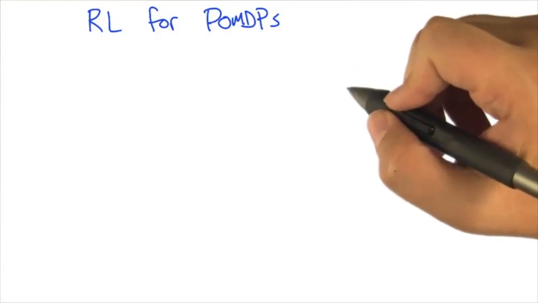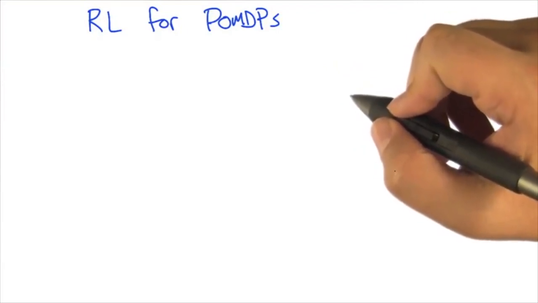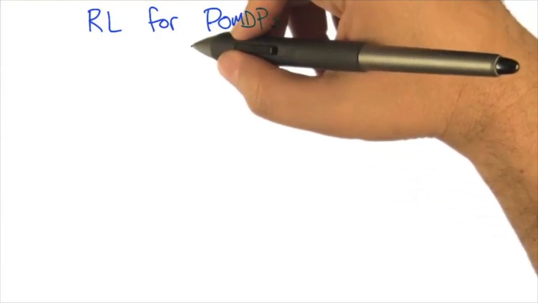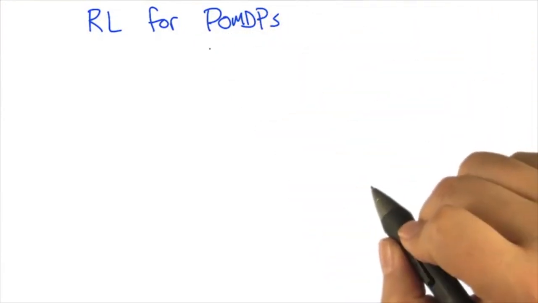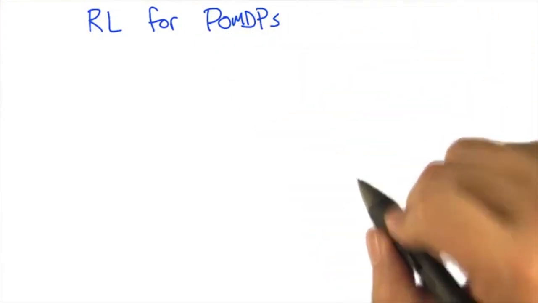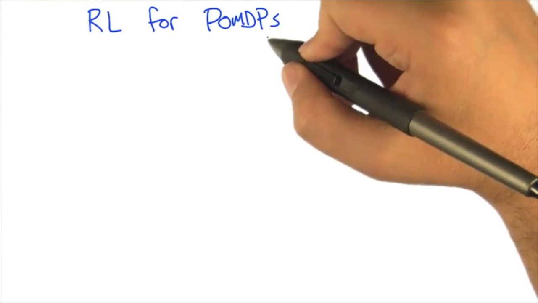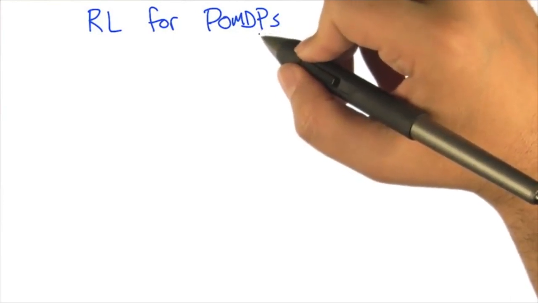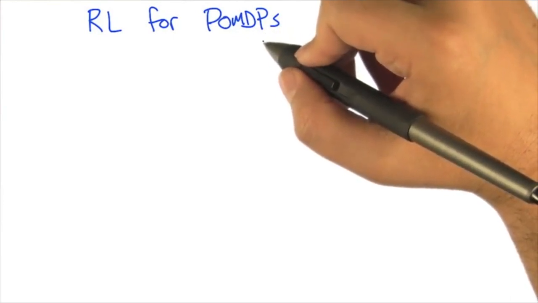So now that we have an idea of what POMDPs are about, maybe we should talk a little bit about what it might mean to do reinforcement learning in them. Because we basically talked about planning. If we have a model of the POMDP, we can run some calculations. We can run value iteration to get a way of deciding what to do.